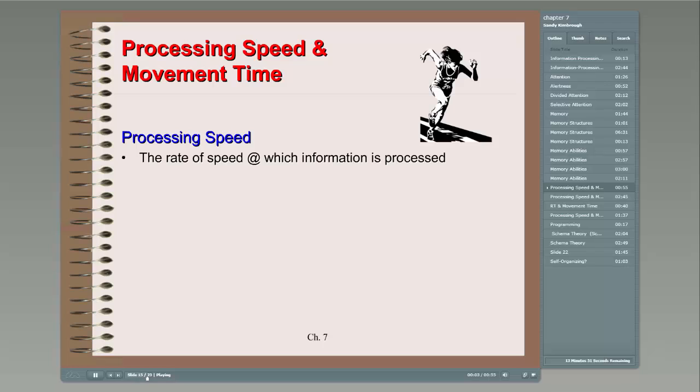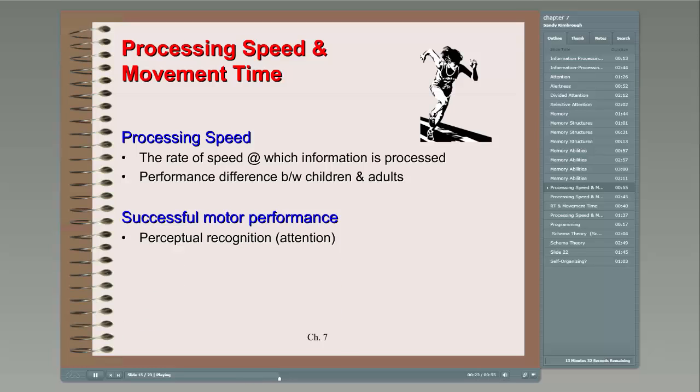Alright, moving on past memory, we're going to talk about processing speed and movement time. Processing speed is simply the rate of speed at which information is processed. There's a large difference here between children and adults. Adults can respond more quickly, process information more quickly, and therefore begin a motor response a lot more quickly than a child can. Successful motor performance depends many times on, first of all, perceptual recognition.